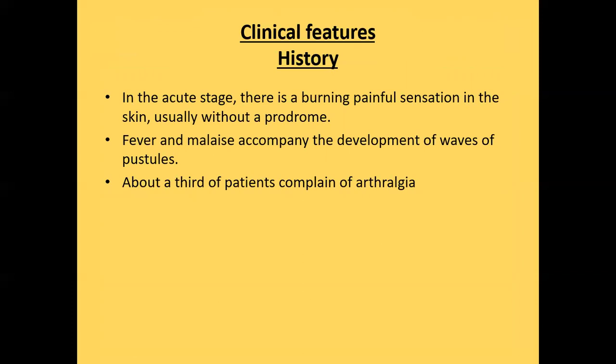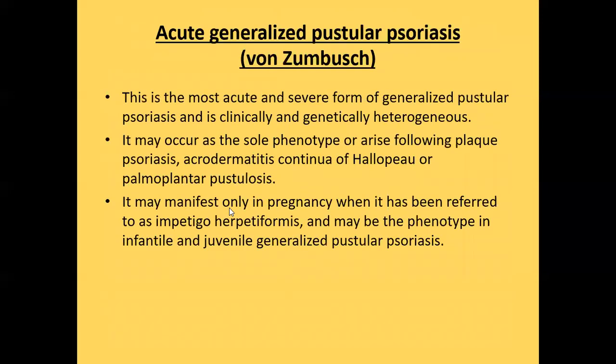History. The acute stage is characterized by a burning, painful sensation in the skin. Fever and malaise are common with the development of waves of pustules, and about a third of the patients complain of arthralgia. The von Zumbusch variety of acute generalized pustular psoriasis has a more acute and severe form, and is clinically and genetically heterogeneous. It occurs as a sole phenotype or arises after plaque psoriasis, or after acrodermatitis continua, or after palmoplantar pustulosis.